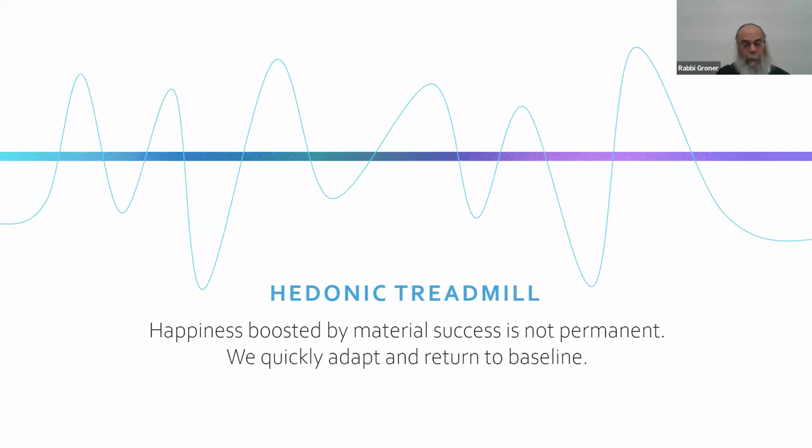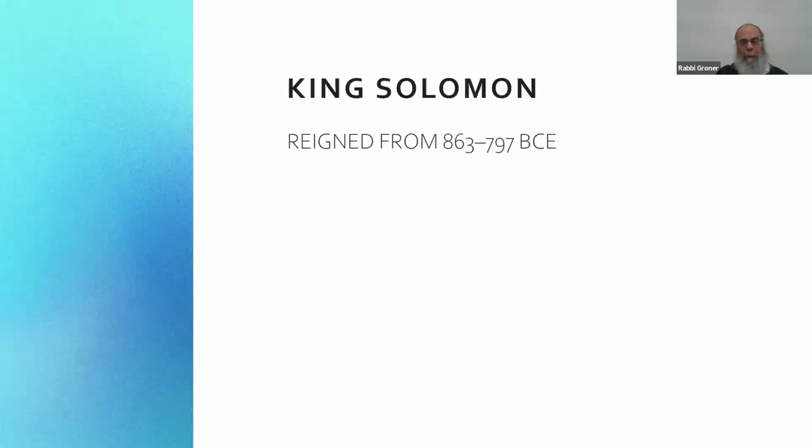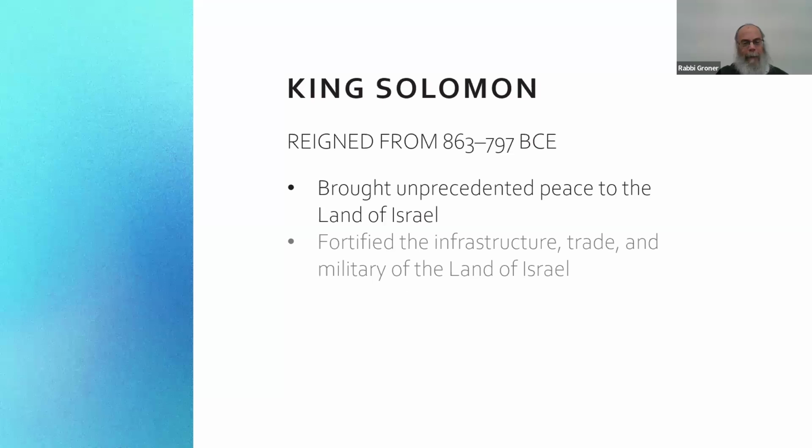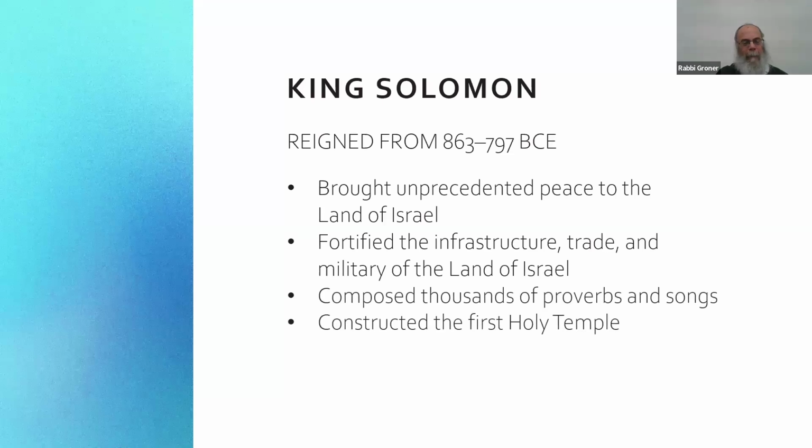Now remember, who's the one that said it? King Solomon. Let's give a look on the board. What was the greatness of King Solomon? He was king from 863 to 797 BCE. He brought unprecedented peace to the land of Israel. He fortified the infrastructure, trade, and military of the land of Israel. He built a navy that was unbelievable because that was the main part of the military.